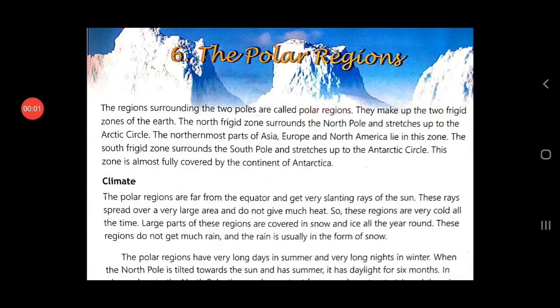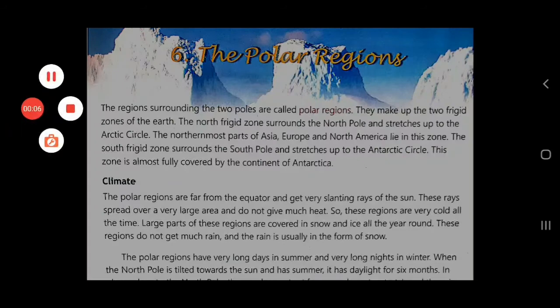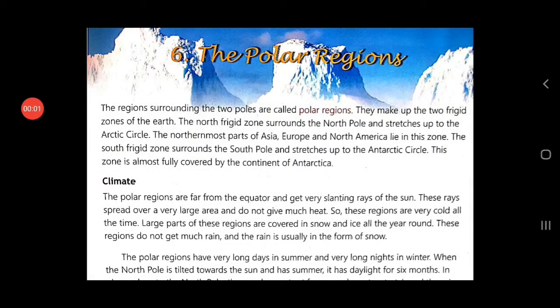And you all must be aware of the two poles, North Pole and South Pole. They make up the two frigid zones of the earth. As I told you, the region which is surrounded by the two poles, North Pole and South Pole, is known as the polar region. In the next sentence, they are telling that these two regions only make up the two frigid zones of the earth. Which two frigid zones? North frigid zone and South frigid zone.